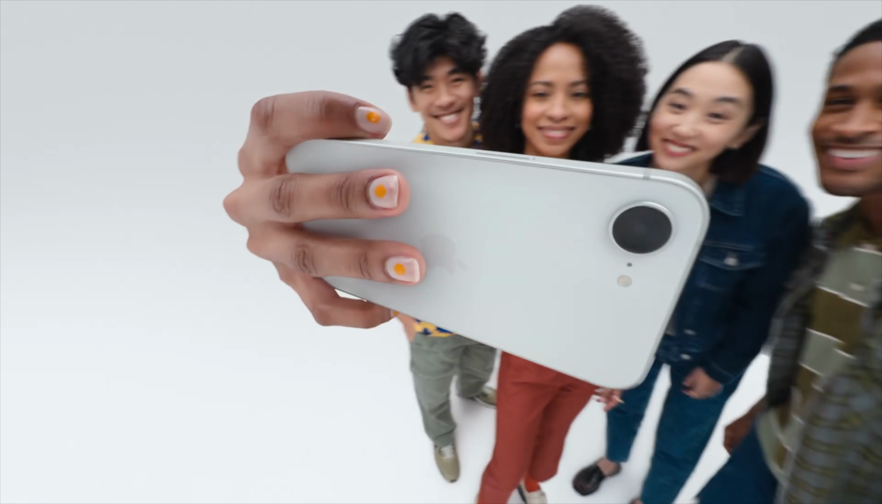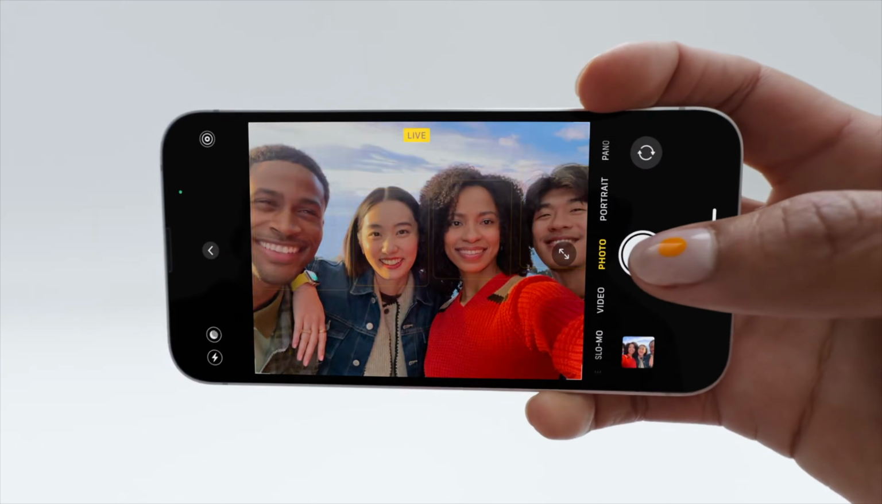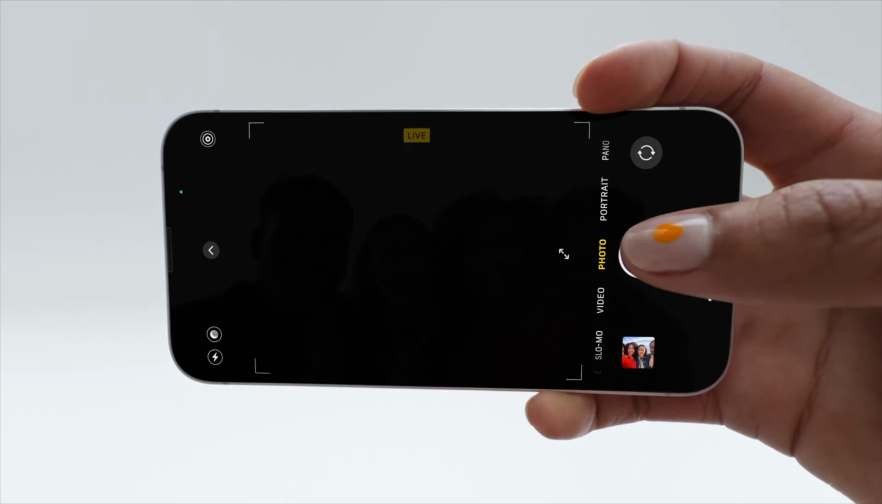But what are your opinions on it? Do you think the iPhone 16e is going to be a worthy buy over the iPhone 14 and or even say the iPhone SE third generation? Well, let me know in the comments below.